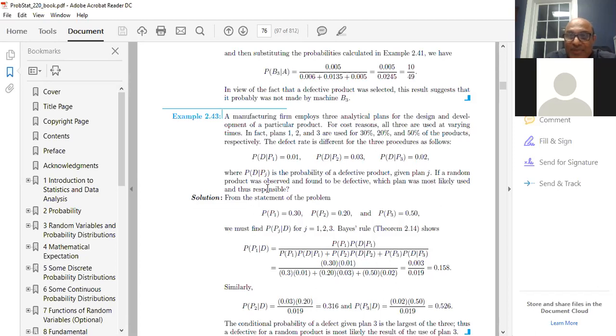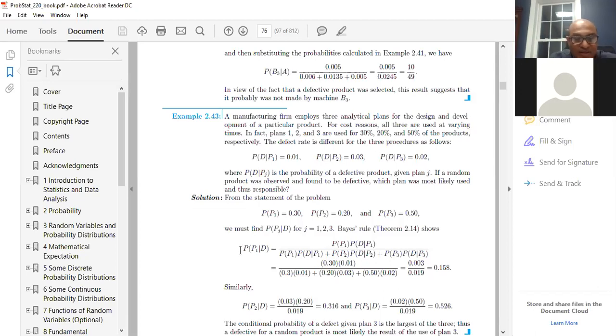Look at this question. It says that if a random product was observed and found to be defective, so once all the products are produced, then you take one random product and that product is defective, what is the probability of which plant was most likely used and thus responsible? That means you need to find the probability of all these 3 plants given that the product is defective, and whichever has the maximum probability, we can claim that plant was most likely used and responsible for the defective item. So that's how you can write.